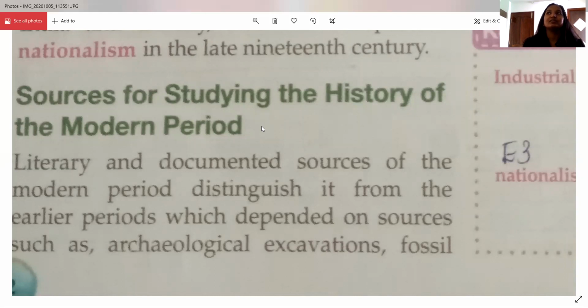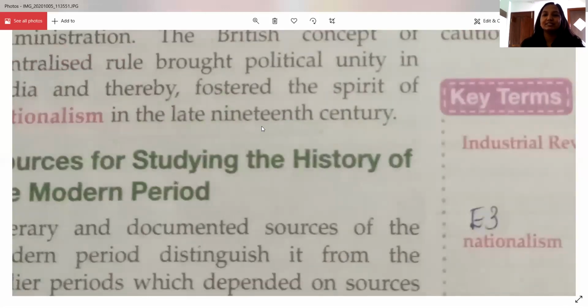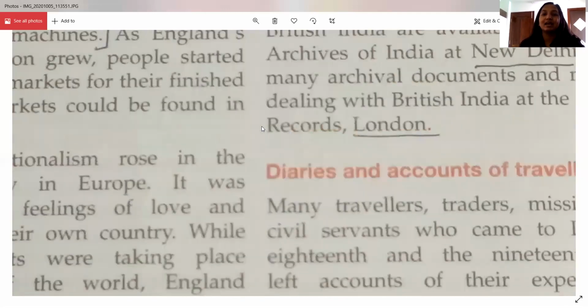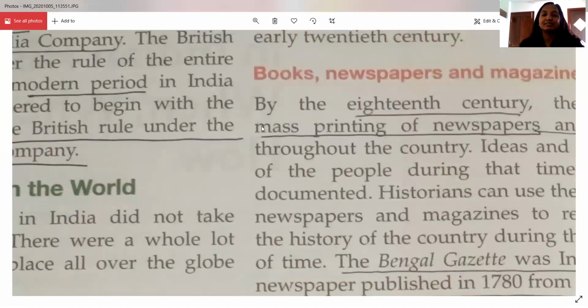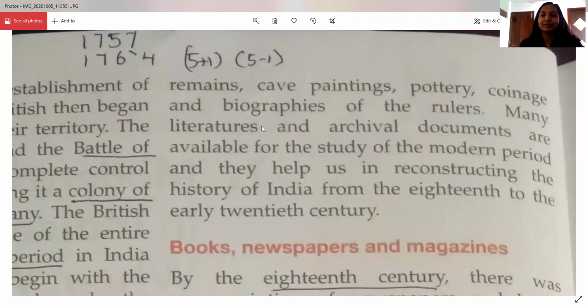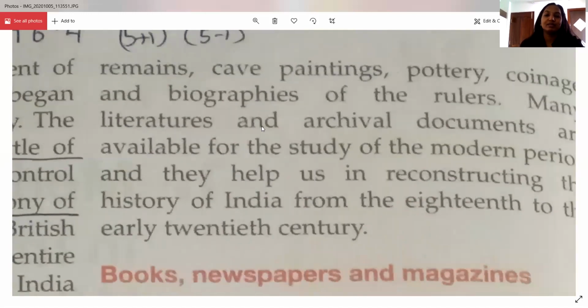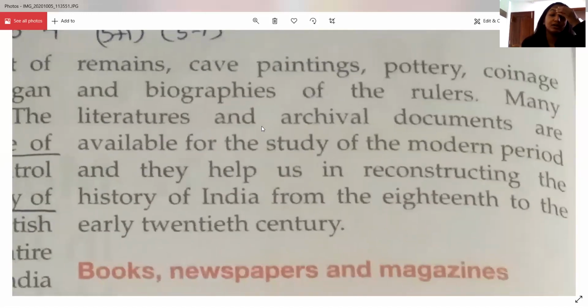Earlier, we know, during the medieval period or the ancient period, especially in the ancient period, it was really difficult to get information. When it came to the medieval period, we depended on archaeological excavations, fossils, paintings, carvings, sculptures, and writings of the court people in the King's court or things like that. We also depended on biographies of the rulers, poetry, coins, etc.